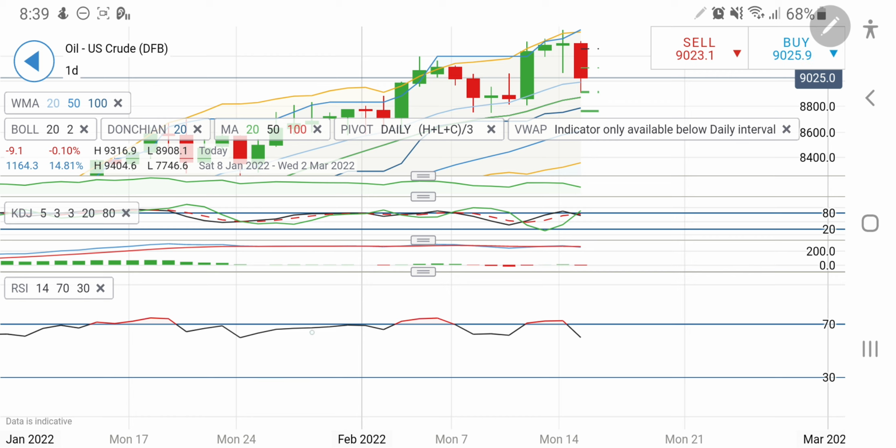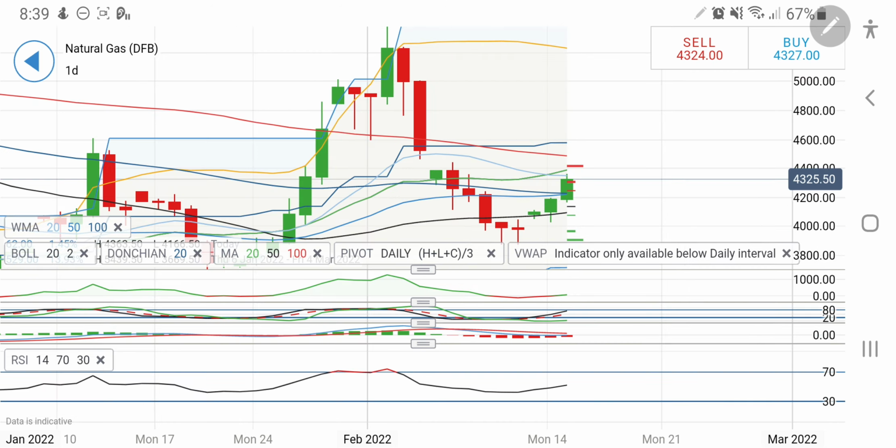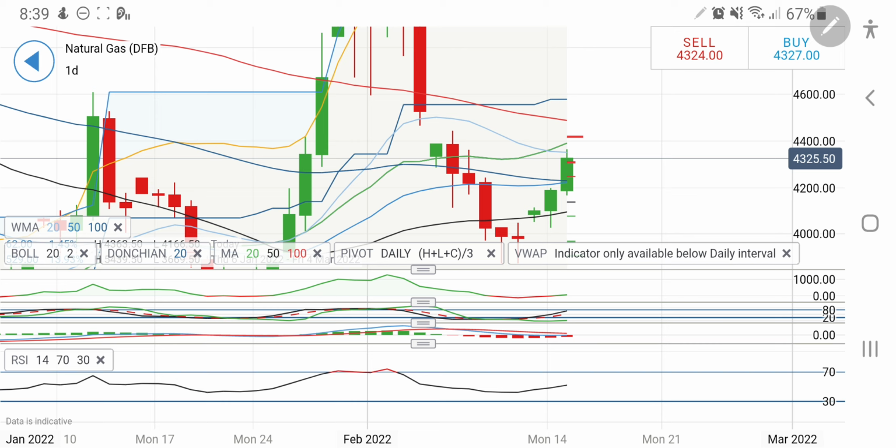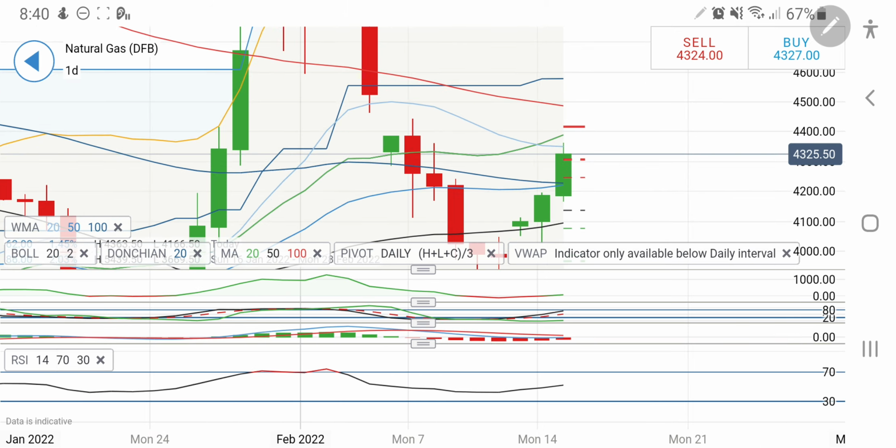Now let's move towards natural gas. Natural gas, as I said in my daily and weekly analysis, we had expected it to rise. Yesterday also I had told that 4300, 4400 can be expected on natural gas, and it has got its resistance at around the 4350, 4360 zone, and from there it is right now trading at 4330 levels. Now I hope you all profited on natural gas also.